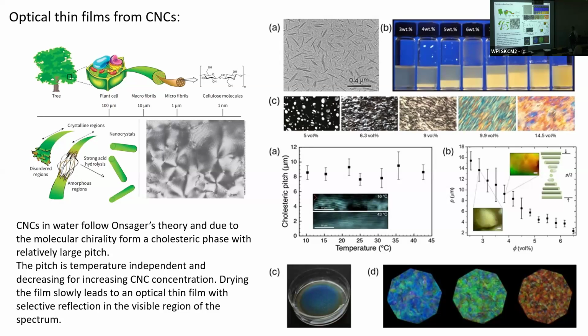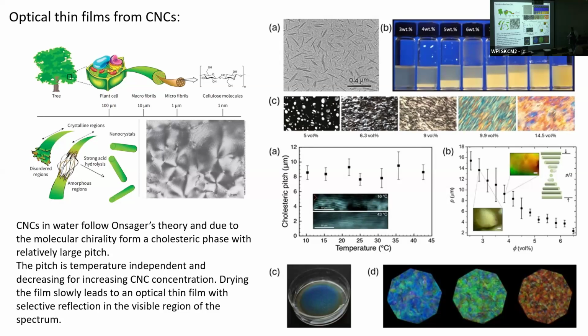And if you then dry off your water, then you end up with optical films that show selective reflection in the optical regime, so around 700 nanometers all the way down to 400 nanometers.